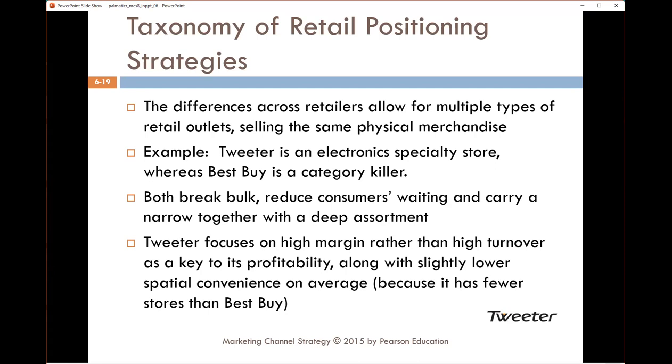Category killers break bulk, they reduce the customer waiting time, they provide a deep assortment. Niche ones, such as a foot slogger, do the same thing, but with perhaps a medium assortment. An Academy is spread in every area. And so these are the differences between a niche and a category killer.